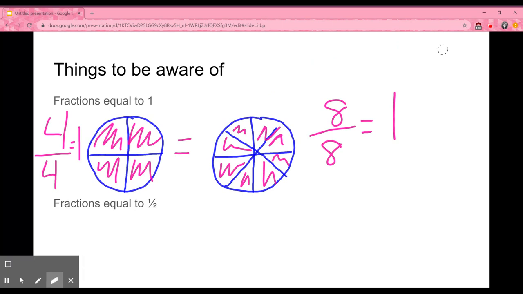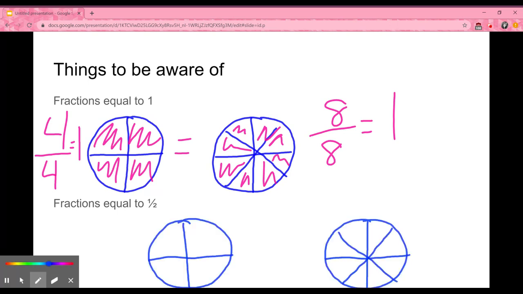Another type of fraction we want to be aware of are fractions that equal 1/2. And to explain that, I'm going to use pizzas again. So we have the same pizzas from up here. But this time I'm going to show you what it means to have a fraction that's equal to 1/2. So when you have half of something, that means you break it into 2 pieces and they're the exact same size.